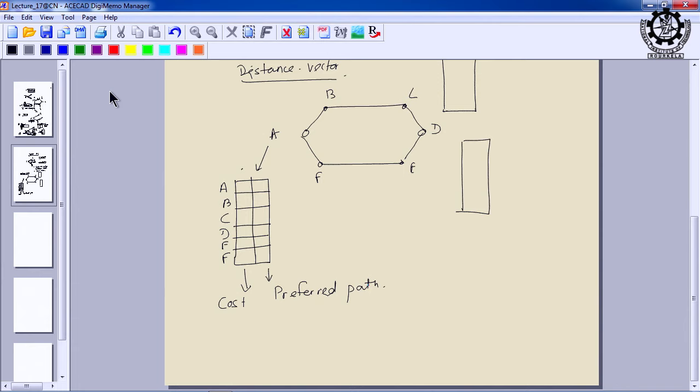When you say the cost associated to reach, cost means it could be your number of hops, it could be your distance, it could be any other factor. And preferred path means to reach that next destination, who is my next hop.